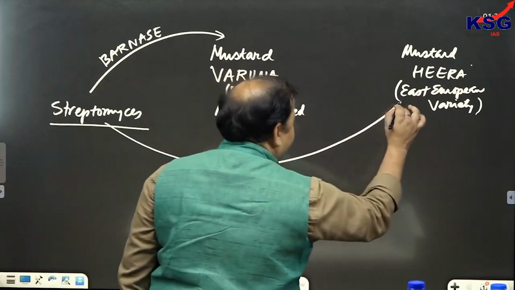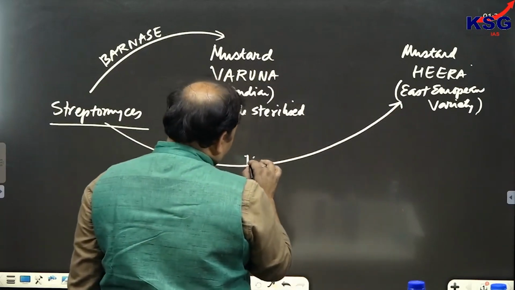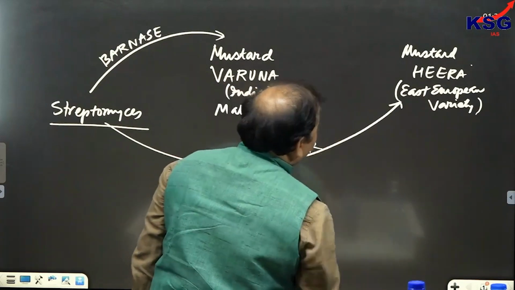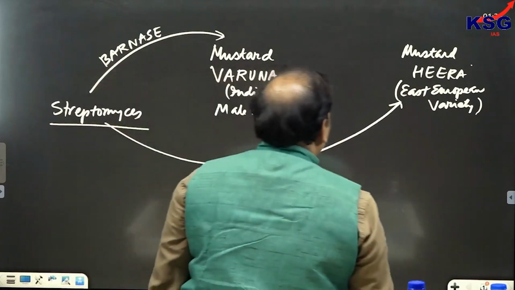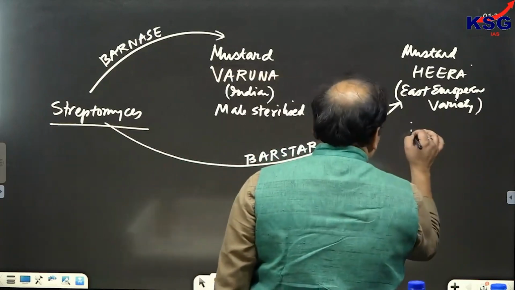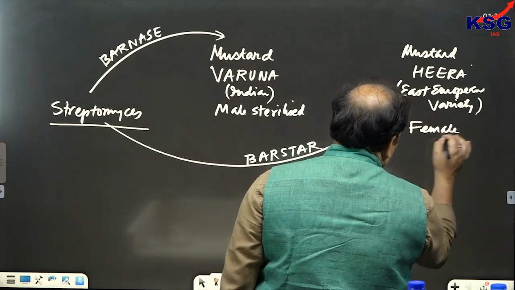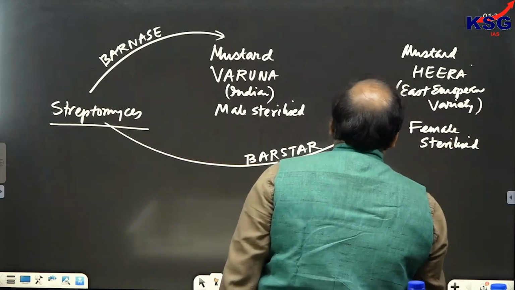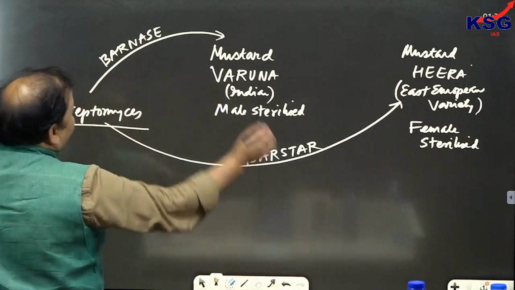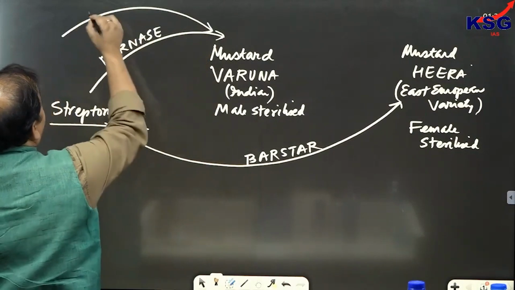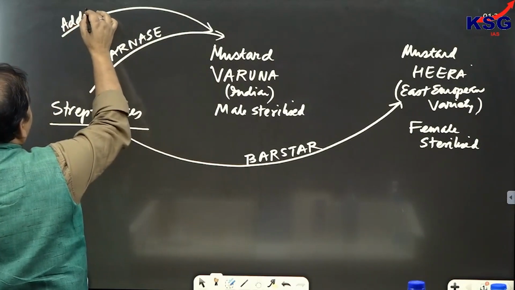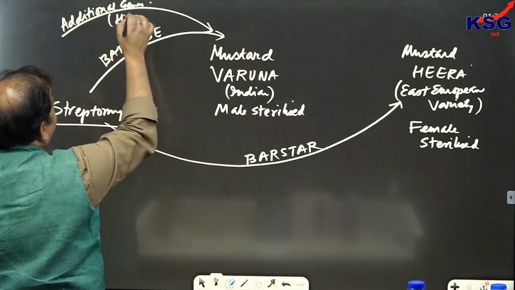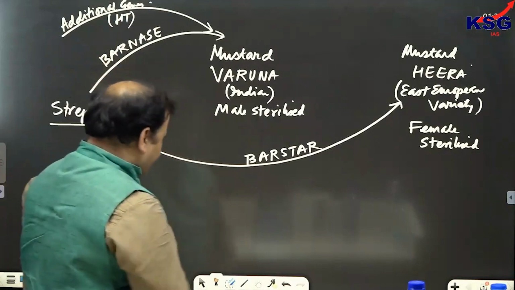And then, again, a gene has been taken which is called Barstar. This has been used in Hera, and the purpose is to make it female sterile. It means that the male part would be the only one functioning, and the female part won't be functioning. Clear? And then some additional genes have been introduced in Varuna to make it HT in nature, that is, herbicide tolerant in nature.